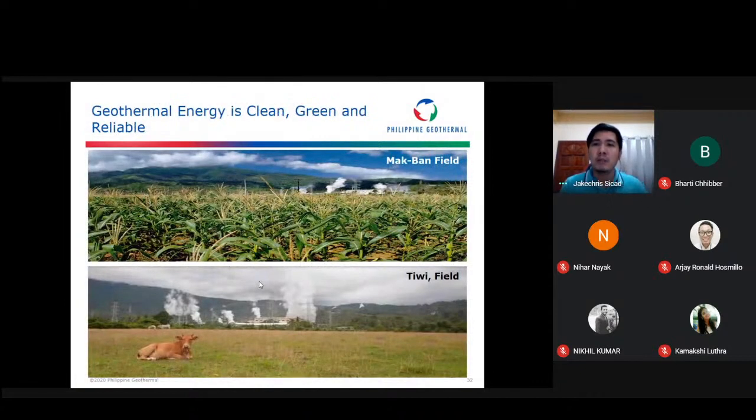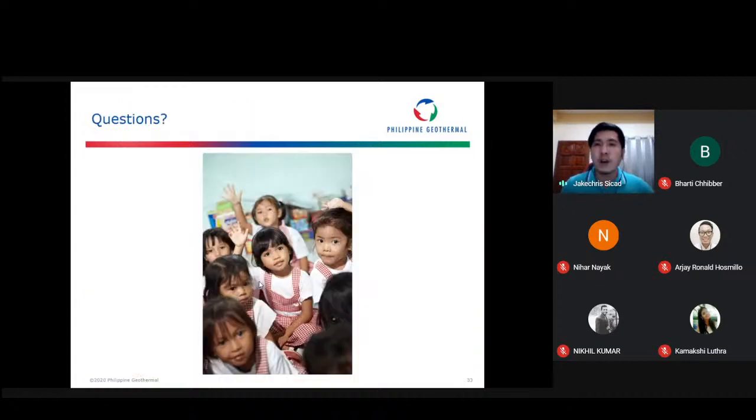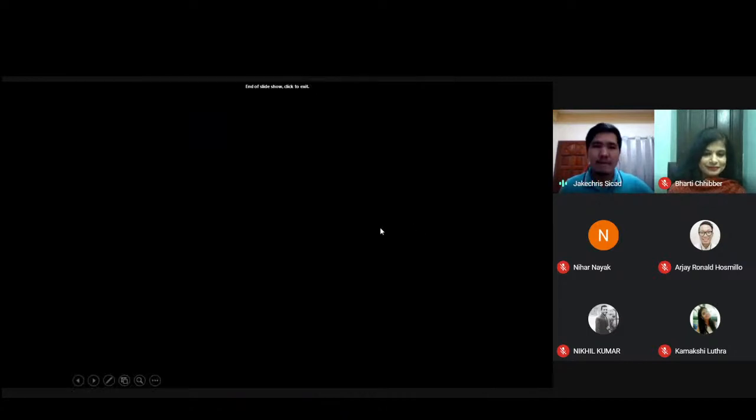So these are just a few pictures. The first one on top is Pakban and the lower part is Tiwi. So just emphasizing that geothermal energy is clean, green, and reliable. So I think this is my last slide. If you have further questions, I think this is the time that I can answer those questions.